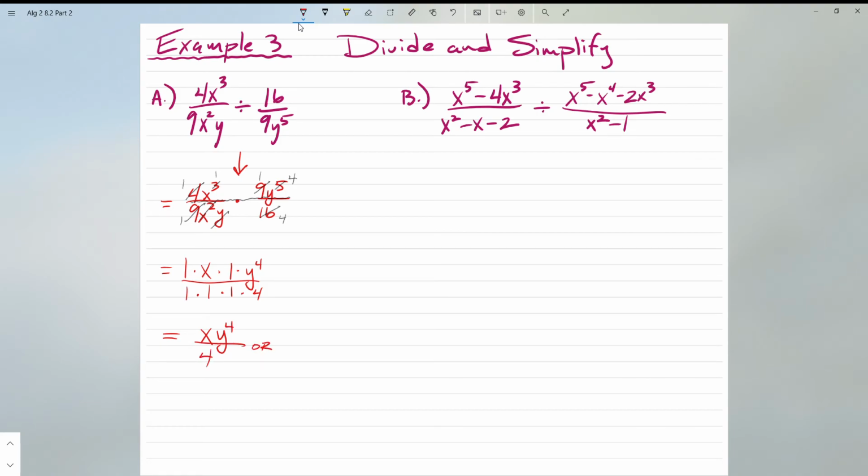Or, again, some people like to write the multiplier separate. You would actually write this as 1 over 4, because the 4 is on the bottom, x y to the 4th. That would be your simplified answer.